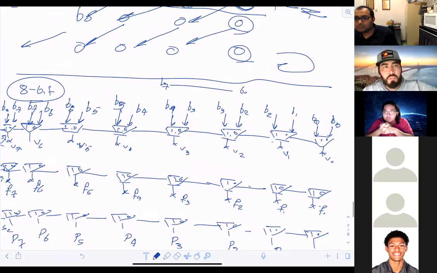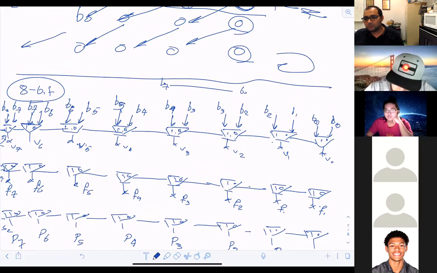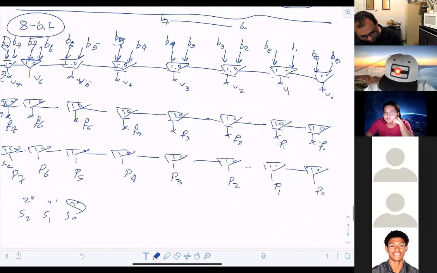Make sense? Yeah, so this is rotate. The B0 will go like this, backward, to be the most significant. Or you can remove this B0 and make it 0. It will be shifted toward the right. Okay? Now, the second one, S1, is actually 2 power 1.